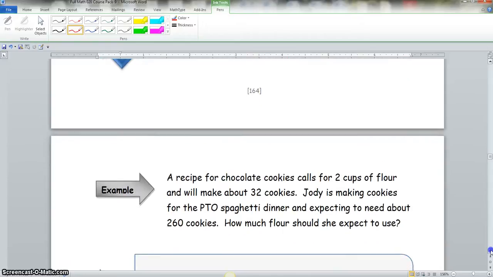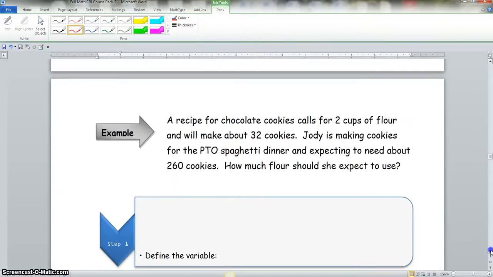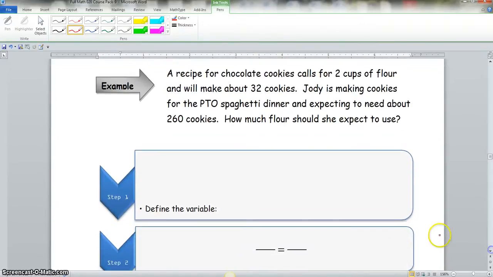Okay, now we have the first example. It says a recipe for chocolate cookies calls for 2 cups of flour and will make about 32 cookies. Jody is making cookies for the PTO spaghetti dinner and expecting to need about 260 cookies. How much flour should she expect to use? So X is equal to flour needed.